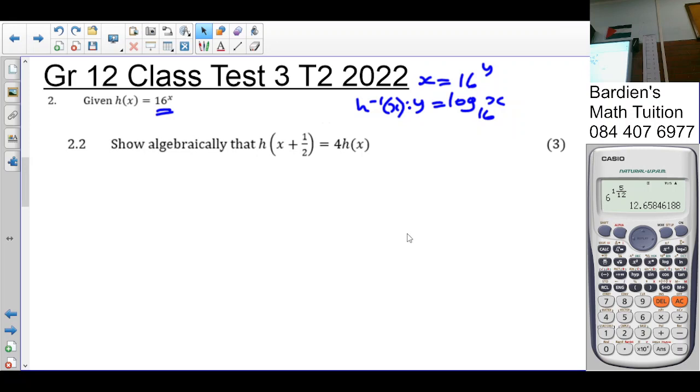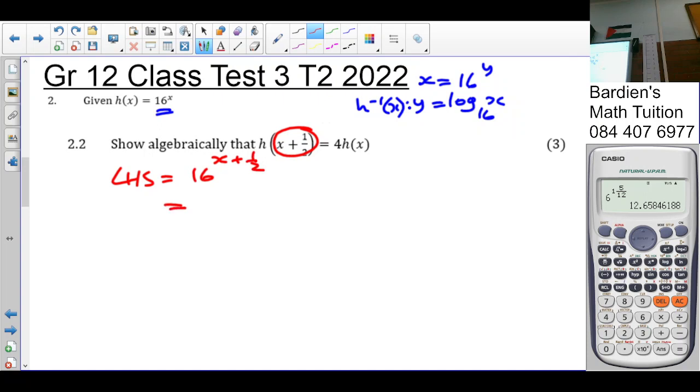Then it says show algebraically that h of x plus 2 is equal to 4h of x. So this is an identity, left and right hand side. Your left hand side is equal to, wherever we see an x, we replace it with x plus a half. So it's 16 raised to x plus a half. 16 can be written as 2 to the 4, raised to the x plus a half, which is 2 to the 4x plus 2. 4 times x is 4x, 4 times a half is 2. That's my left hand side.